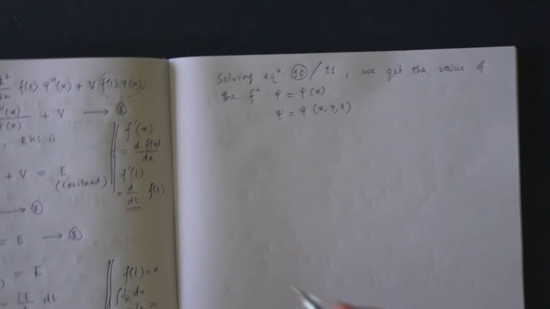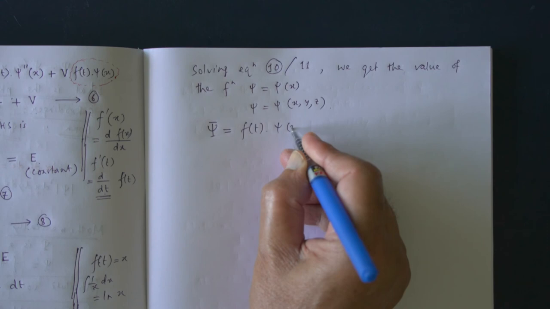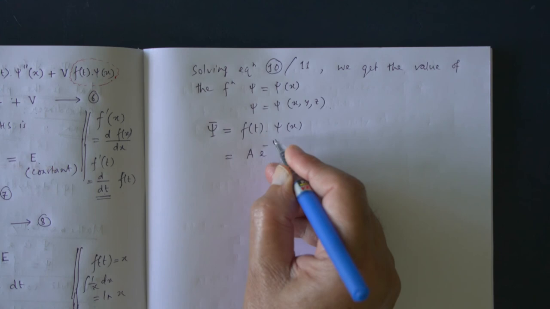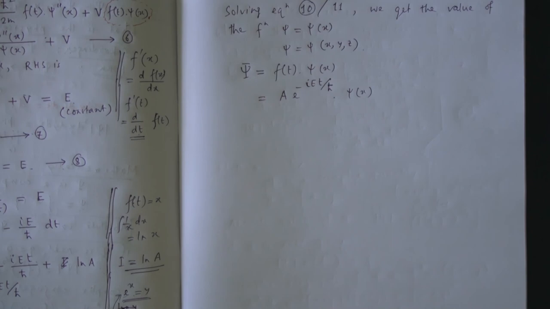So what is the value of the state function? What we assume is equal to f of t times psi x. So this will be equal to A e to the power minus i E t by h bar. Let me write it as psi x.